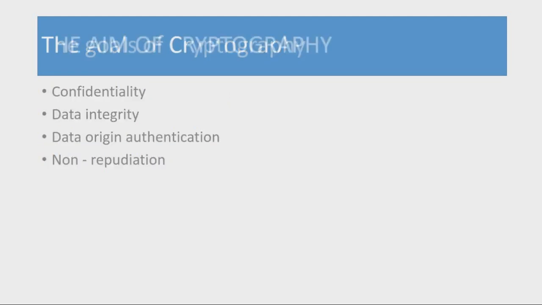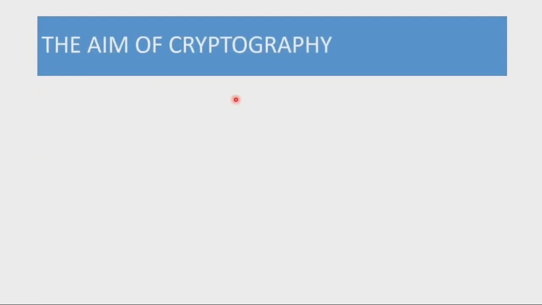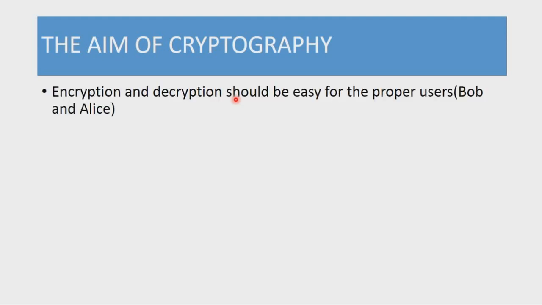Next up, let's look at the aim of cryptography or cryptosystems in general. Now, the first aim is to make encryption and decryption easy for the proper users. This is one of the complexities in cryptography. You're trying to make sure that the encryption should be easy. For example, I talked about WhatsApp. You do not even know that encryption is happening in the background.